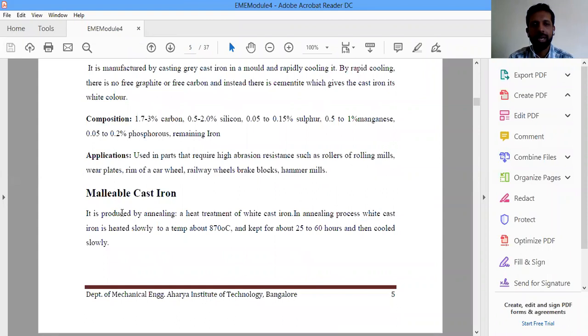Malleable cast iron is produced by annealing. That's a type of heat treatment where we want to change certain characteristics of this particular type of material, in this case, cast iron. What they do is heat treat it: we take this metal to a particular temperature, about 870 degrees centigrade, and maintain it for 25 to 60 hours, so that there's a small change in the grain structure, the formation of the metal.